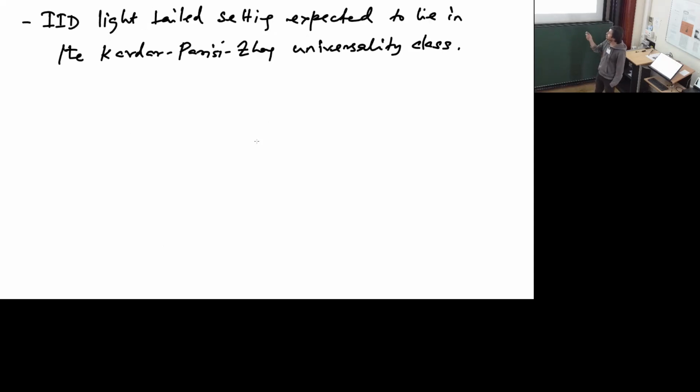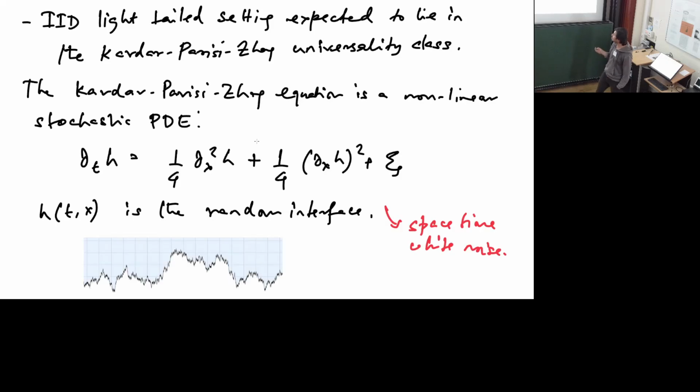Okay, so the i.i.d. light tail setting is expected to be in what is known as the Kardar-Parisi-Zhang universality class. What do I mean by that? The fluctuation theory is expected to be in line with the behavior of this canonical nonlinear stochastic PDE. This is a PDE which drives a height function on an interface, with a smoothing term like the Laplacian, and the nonlinear square of the gradient term, which is prototypical of these models, and the random part is here, which is just white noise.